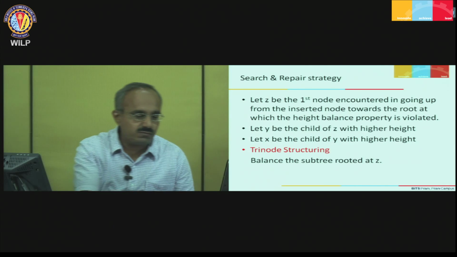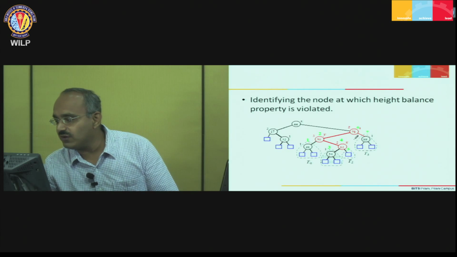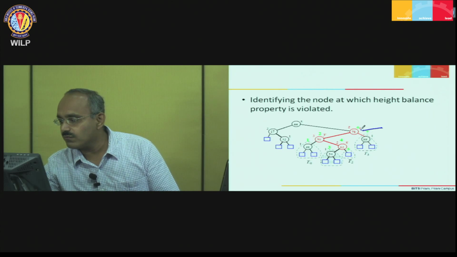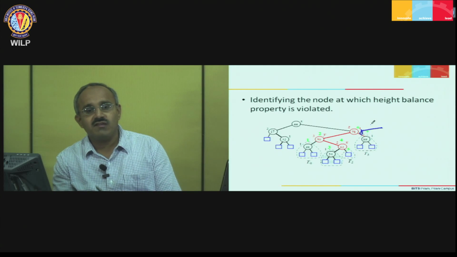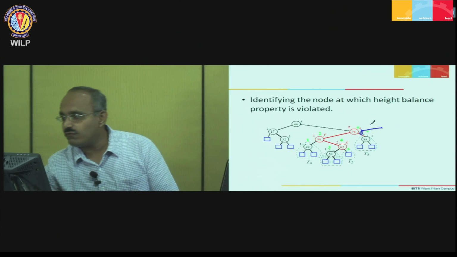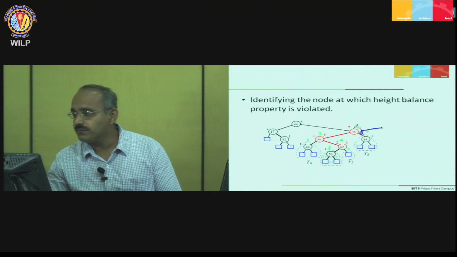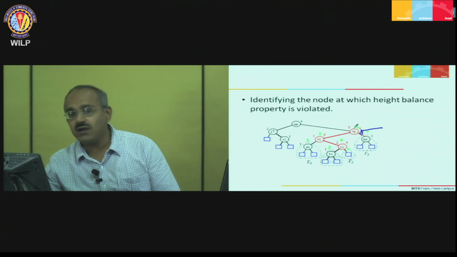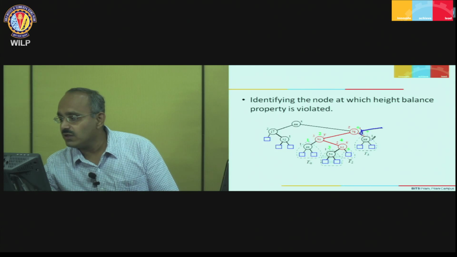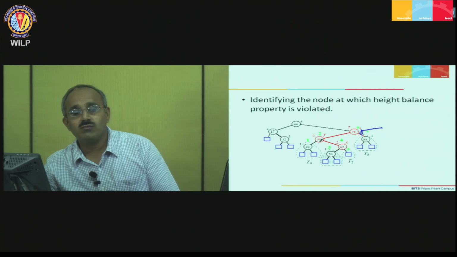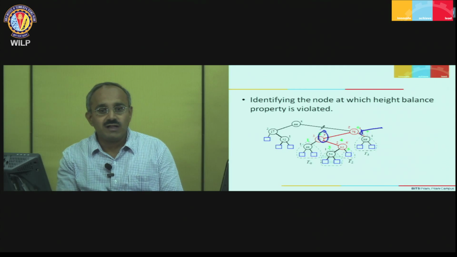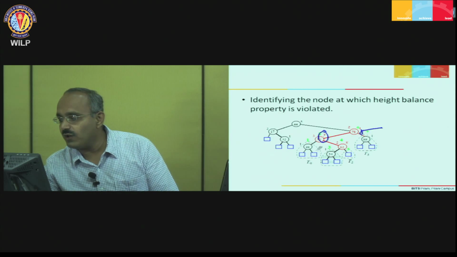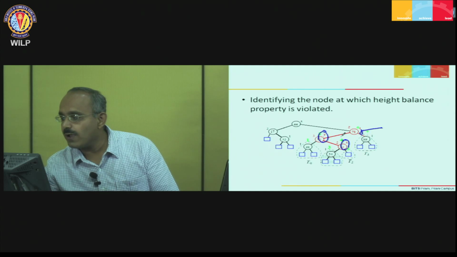If I go back to the earlier example, as we said, this was the first node we encountered as we went from the inserted node towards the root where the height property was violated. We have called this Z. Now, we look at its left subtree and right subtree. This has height 1 and this has height 3. So, this we are going to call Y. Similarly, at Y we look at its left child and right child. This has height 1, this has height 2, so this is X.